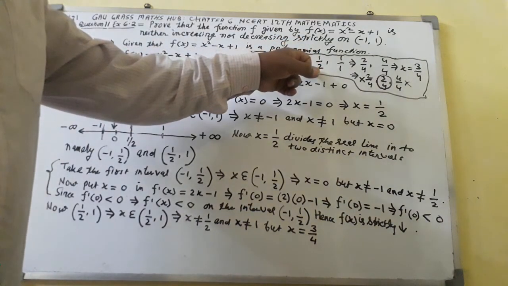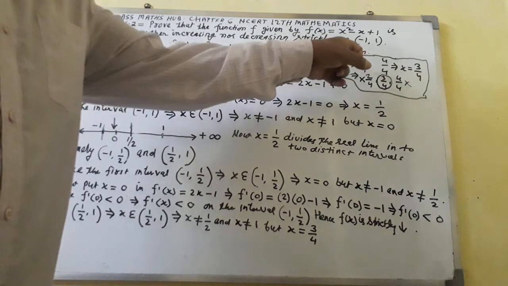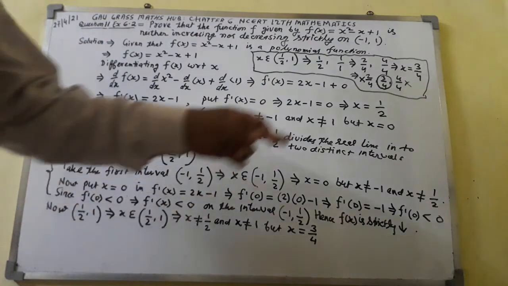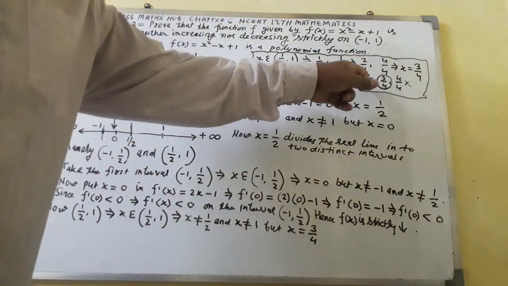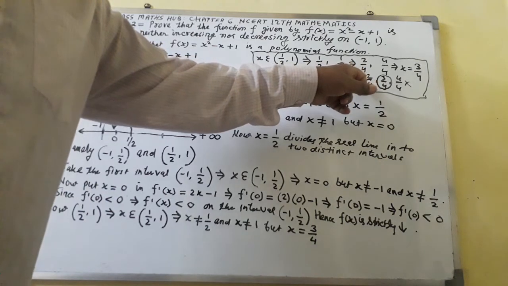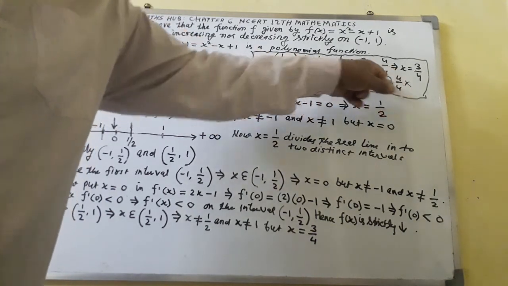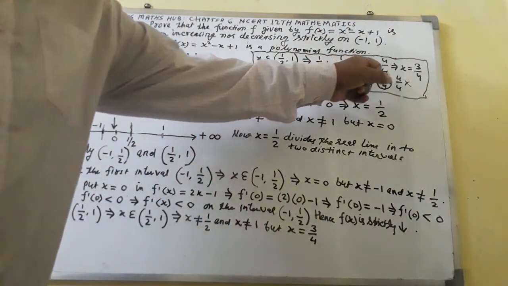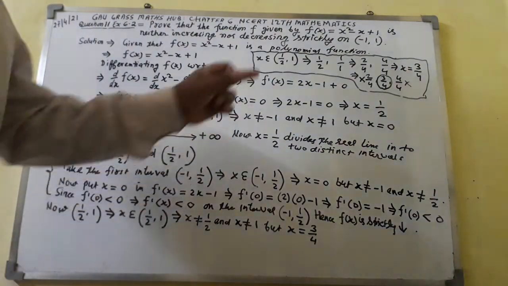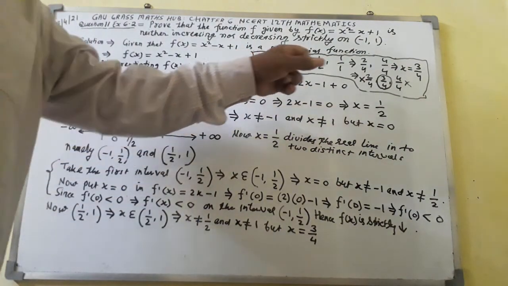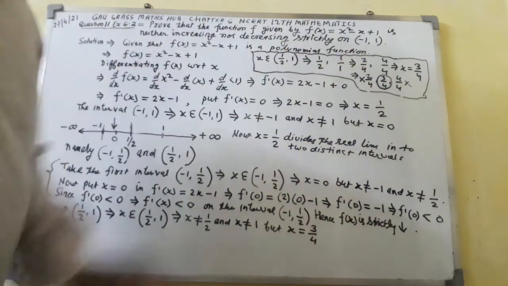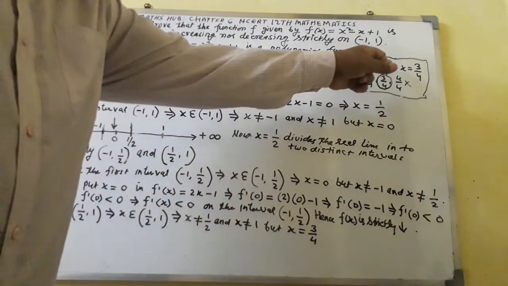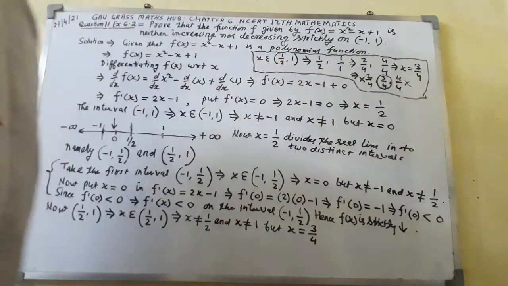One over 2 can be written as 2 over 4, and 1 over 1 can be written as 4 over 4. Thus I have written 2 over 4. In the denominator, 4, 4, 4, everywhere the denominator 4 is available, and in the numerator I have taken 2, 3, 4. But here an open interval is available, that's why 2 over 4 will not be taken into account, and here also an open interval is available, that's why 4 over 4 will not be taken into account.